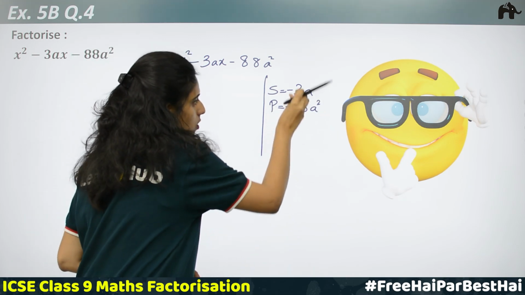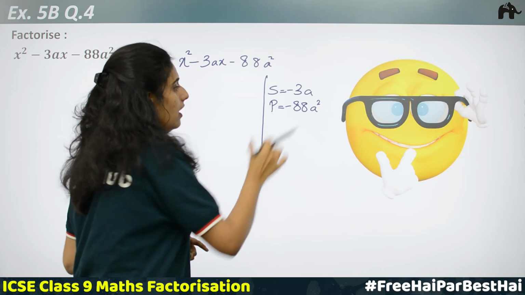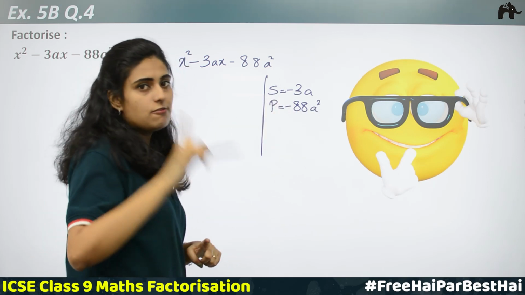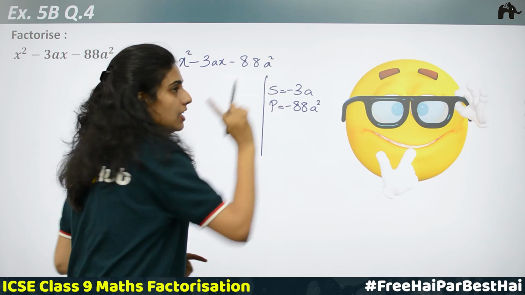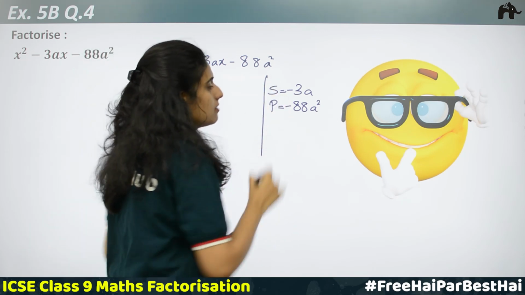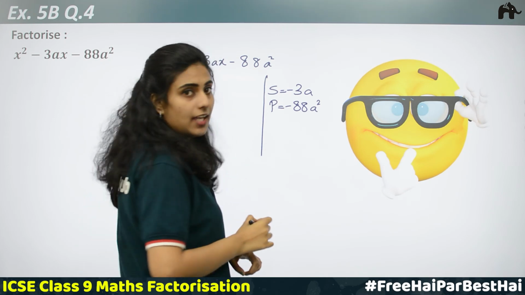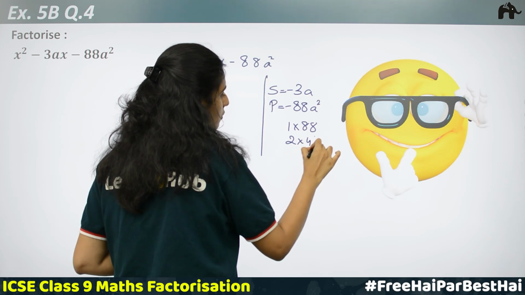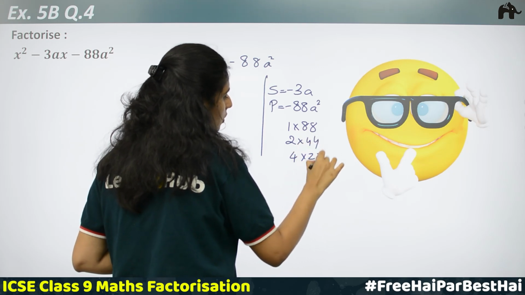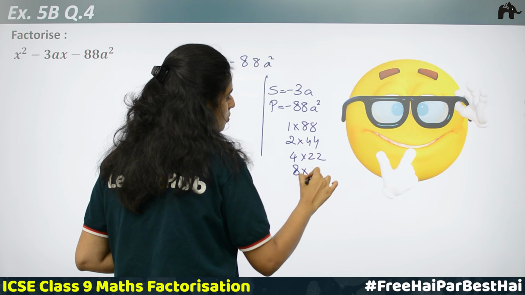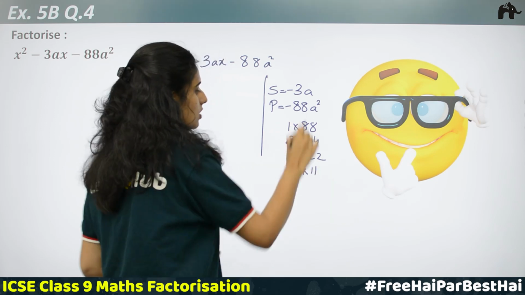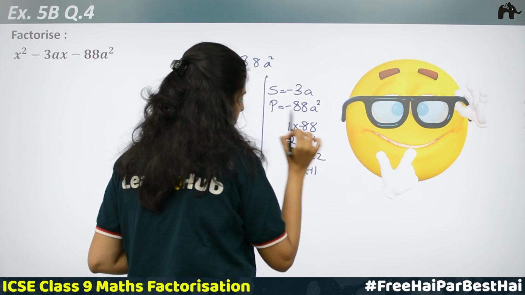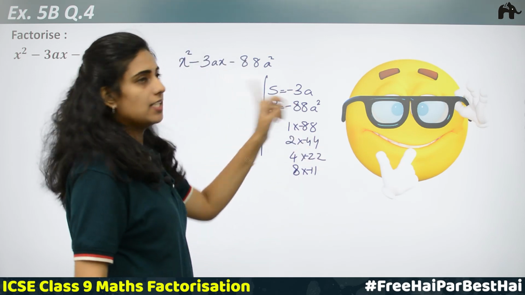First just give importance to the numbers. When do we get minus 88? Here you can see product is negative, sum is negative, one number will be negative and the greater number will be negative. So when do we get 88? 1 into 88, 2 into 44, 4 into 22, 8 into 11. So these are the cases. Greater number should be negative. Sum should be minus 3a.